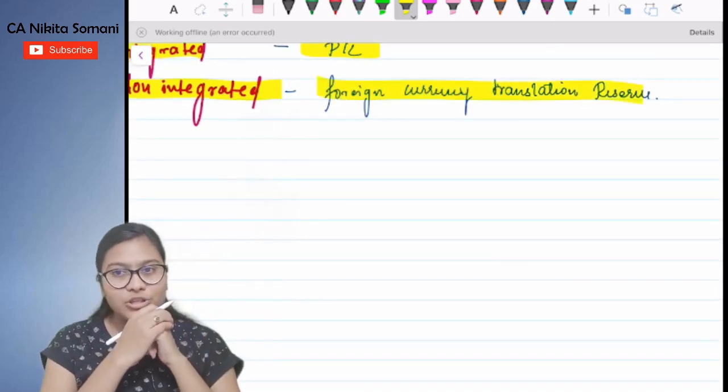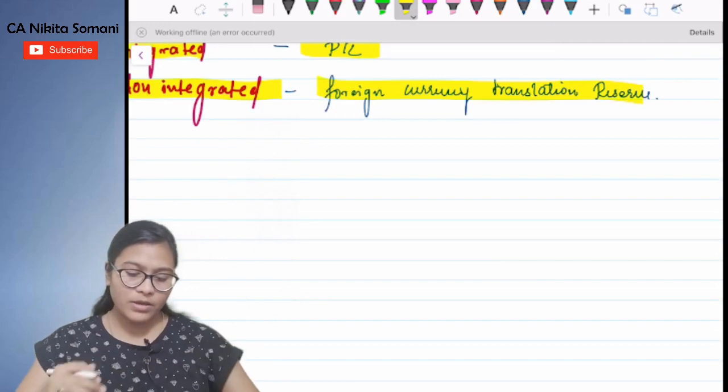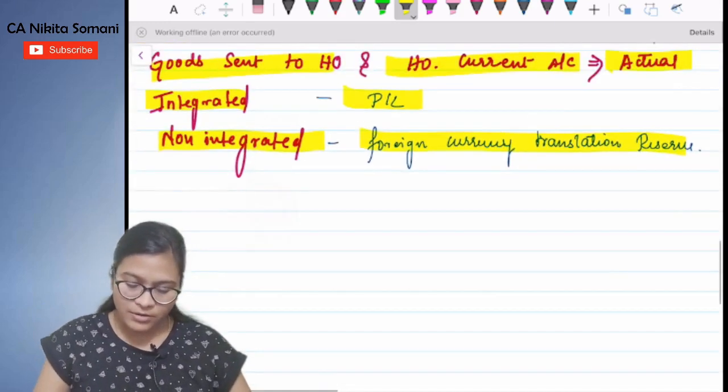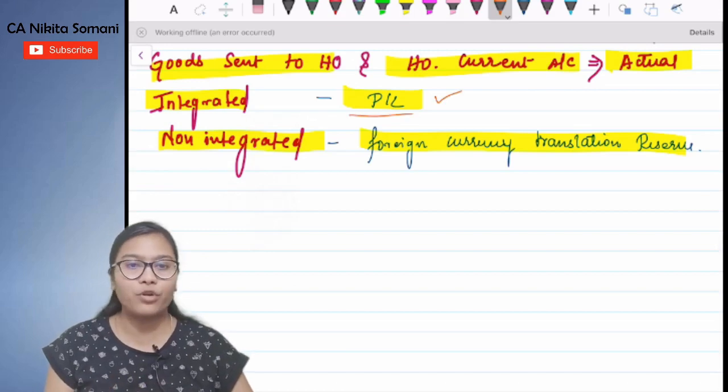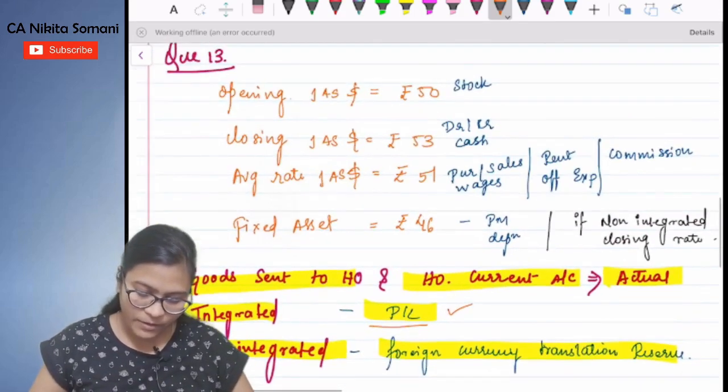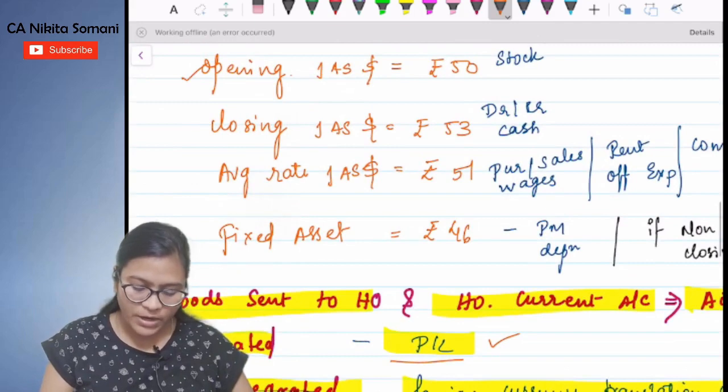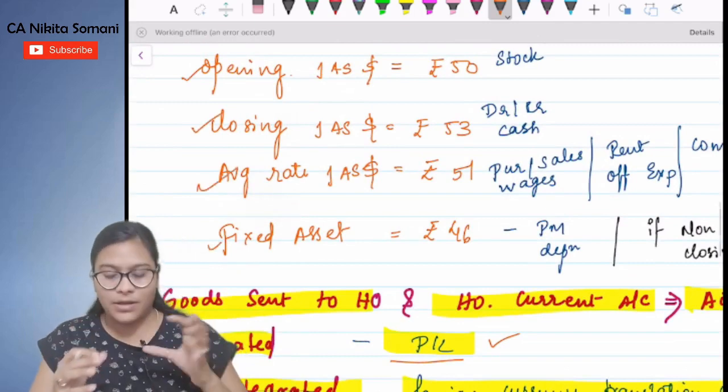Foreign currency translation reserve account. Okay, so this is only the difference. As of now it is said that it is integrated, so we'll be transferring any profit or loss to the P&L account. Okay, so there are opening, closing, average and fixed asset rates given.